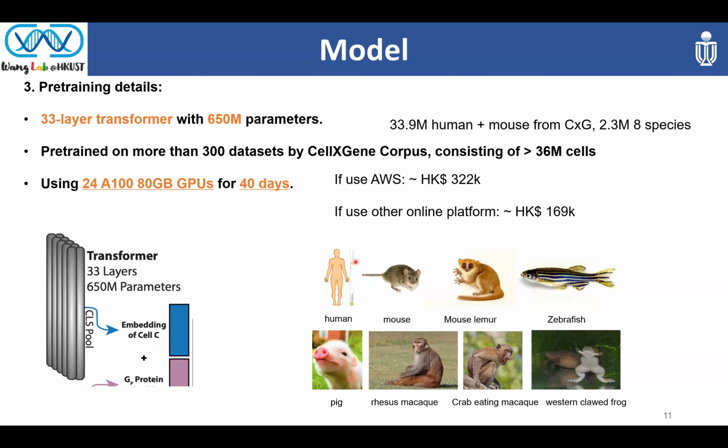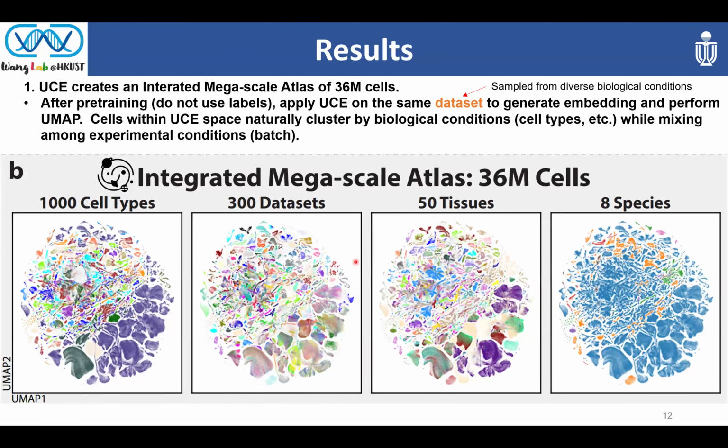Yes. And I'll quickly introduce the result. The first is that after pre-training on these 36 million cells, they apply this model on the same data set and get the embedding, right? And they assign the labels to the embedding, and they claim that this data set is collected with different biological conditions, such as cell types, tissues, and others, and also from different experiment conditions.